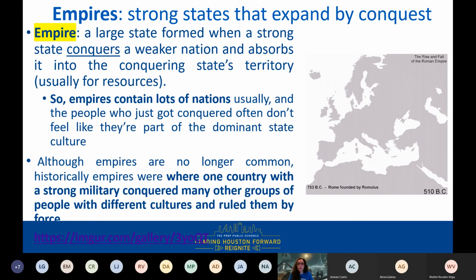So let's write down that definition too. Empires. And we're going to use this forever in world history. Basically, everything we study in world history next year is an empire. And here too, actually, starting in Unit 3. Right, so empires are large states that are formed when a strong state conquers a weaker nation or state and absorbs it into the conquering state's territory, generally because of resources, like we want your stuff and we're strong enough to take it, so we did, kind of thing. Therefore, empires contain lots of nations, right? Lots of different conquered people become part of that one big state.